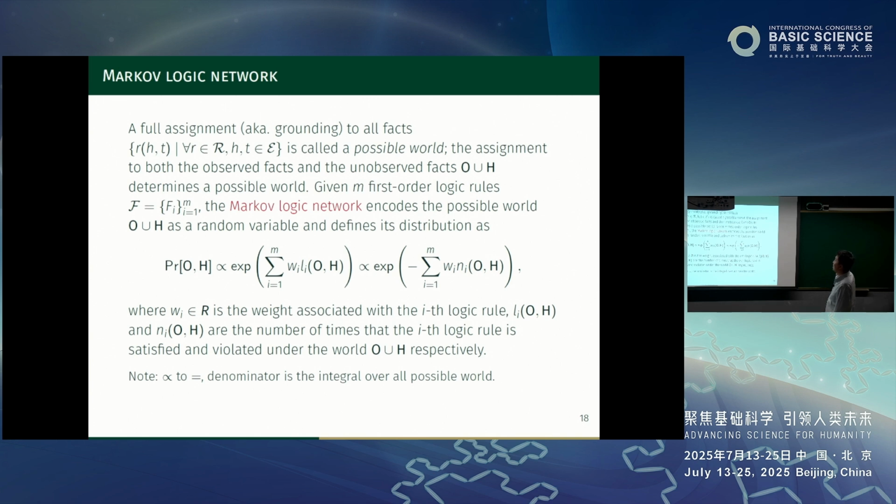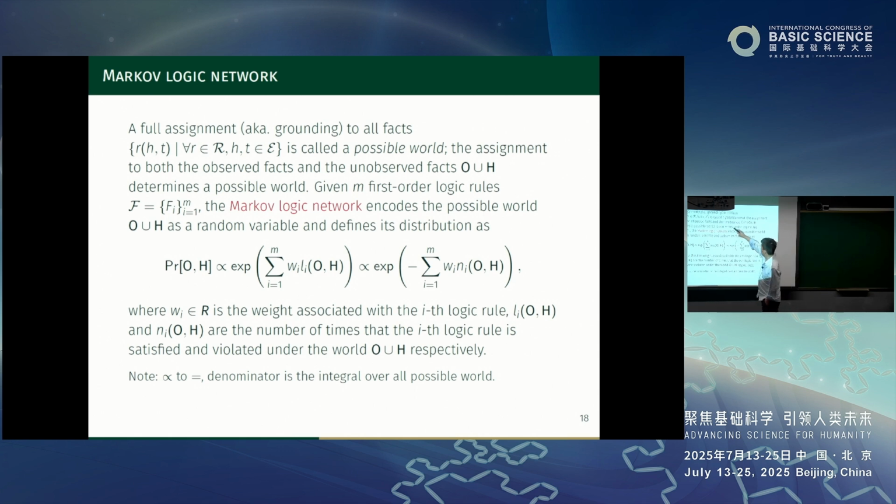Okay, Markov logic network. If you want to solve such kind of problem, you have a cost function. You have an optimization target, right? This is the target. It's a joint probability. A full assignment, where an assignment means a grounding to all facts, is called a possible world. The assignment to both the observed facts and also the unknown facts determines a possible world.